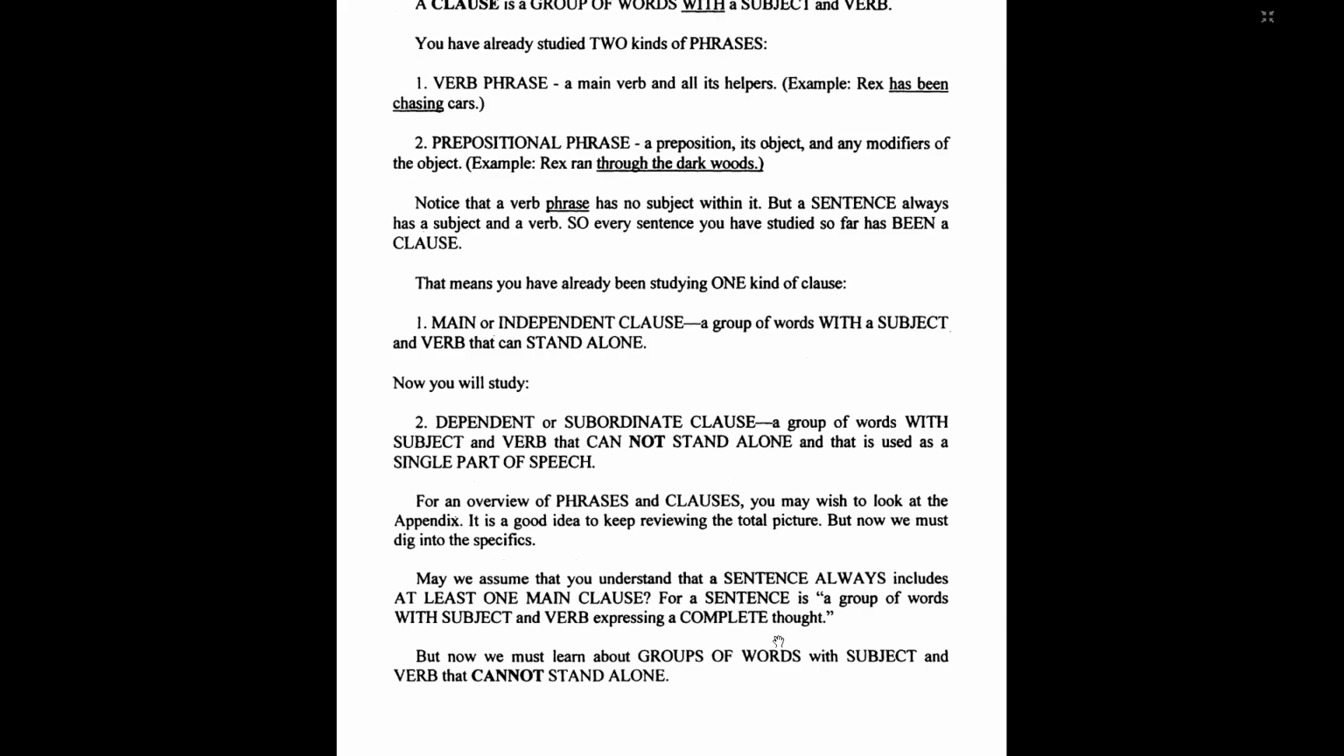For a sentence is a group of words with subject and verb expressing a complete thought. This is one of the definitions of a sentence that you can use. This is also where we learn what a sentence fragment is. A sentence fragment is a sentence that is missing either a subject or a verb, or you just have a dependent clause and no independent clause. Okay, but we'll cover that more later on. But now we must learn about groups of words with subject and verb that cannot stand alone. So if you're paying attention, that is what kind of clause? The dependent clause.